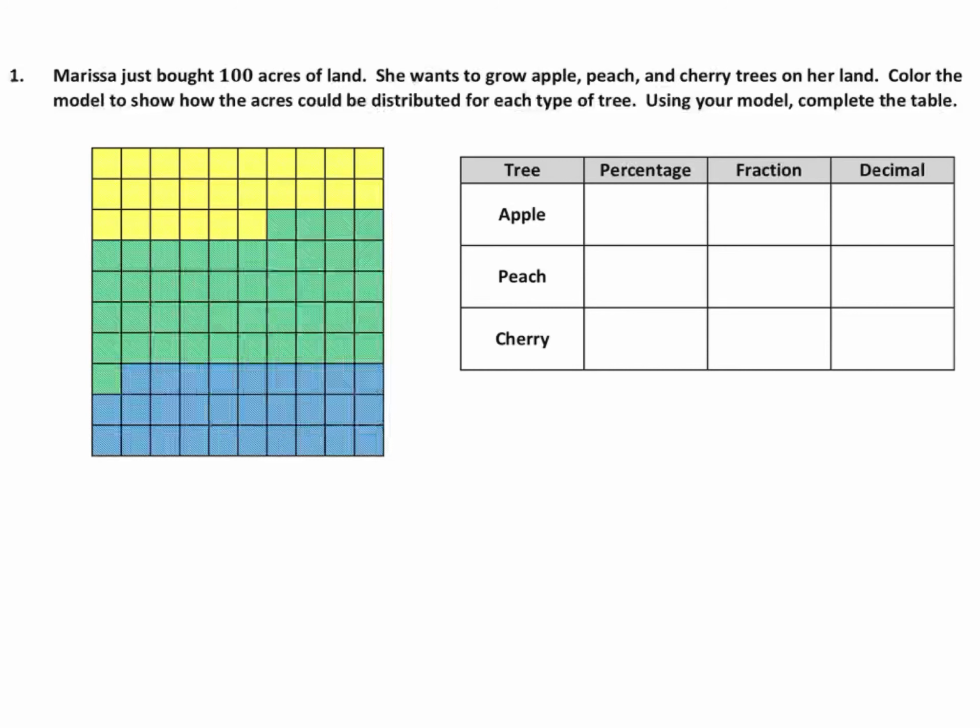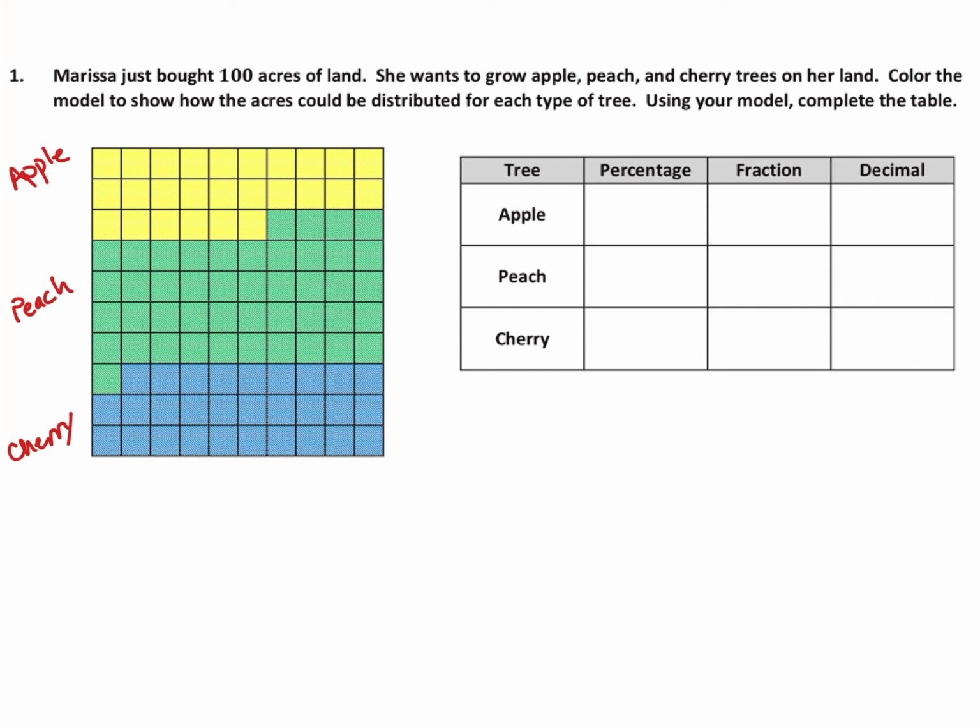So we're going to make yellow be the apple, green is the peach, and cherry is the blue. You can break this up into whatever amounts that you want, as long as you get all three in there.